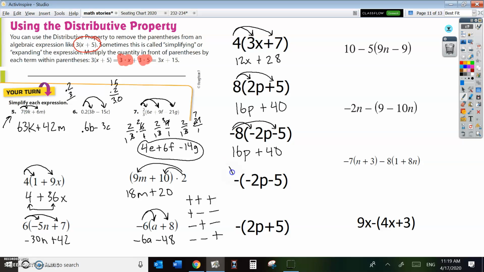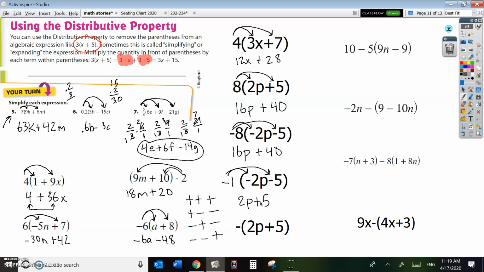When you have a negative in front like this right here, what you need to do is think about it like you're distributing a negative 1. So go ahead and cross it off if you want and do negative 1 and then distribute negative 1 to that and to that. So negative 1 times negative 2 is 2p. Negative 1 times negative 5 is positive 5.